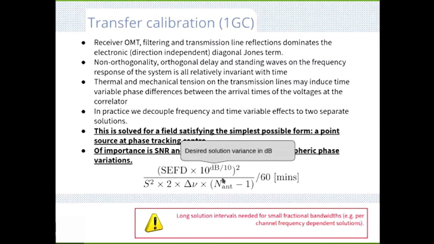This does not take into account any effects from RFI. Usually we observe the calibrators for much longer, right? Because we have RFI in the signal and we want to flag things out and we want to wash out the RFI. I'll get onto that a bit later on. But this gives us just the estimate of the minimum time needed on source.